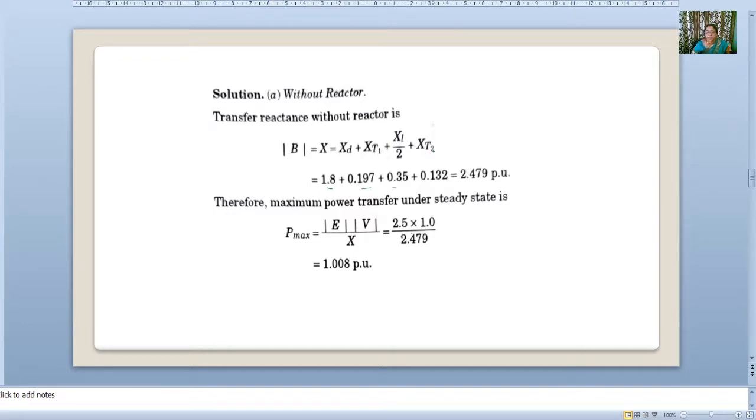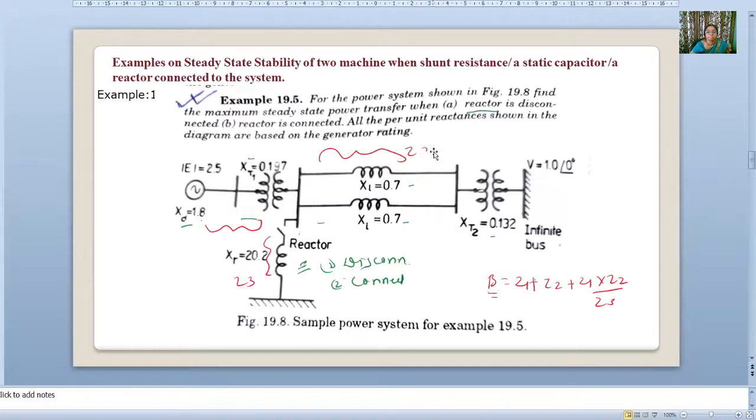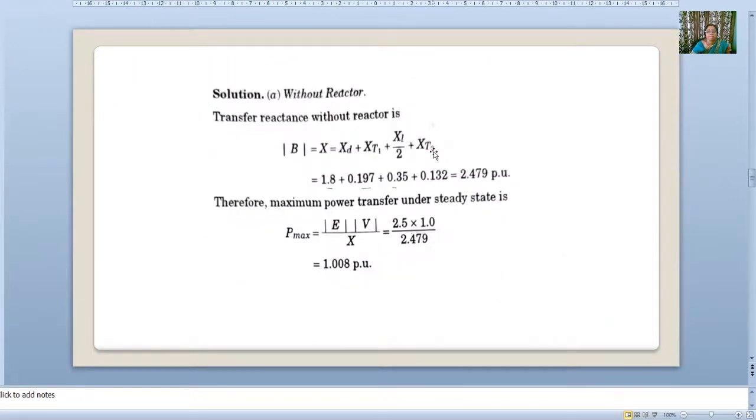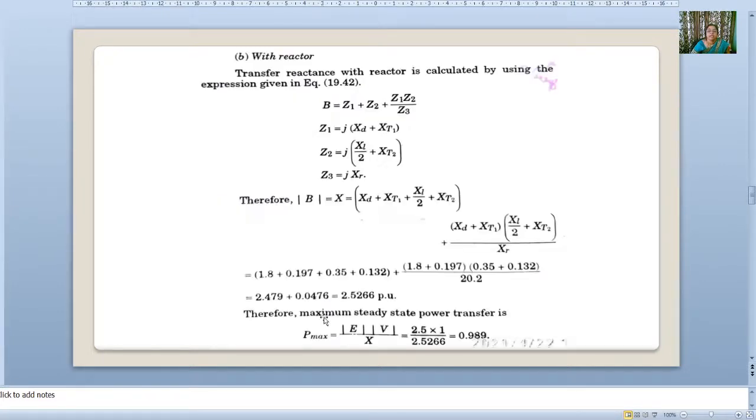Okay, Pmax is E into V by X. E into V by X. This we have calculated, 1.008. Without reactor is simple.